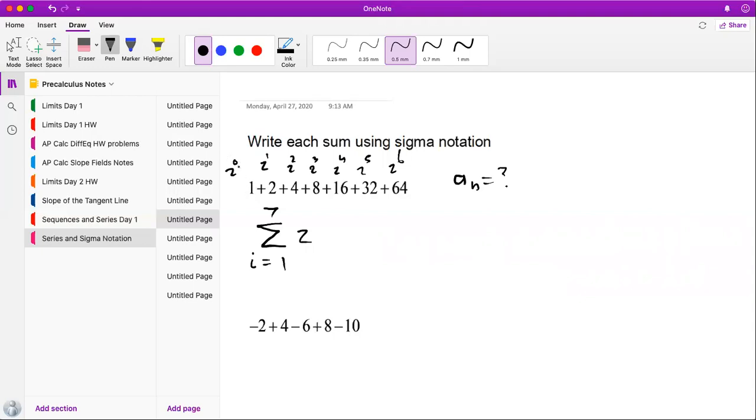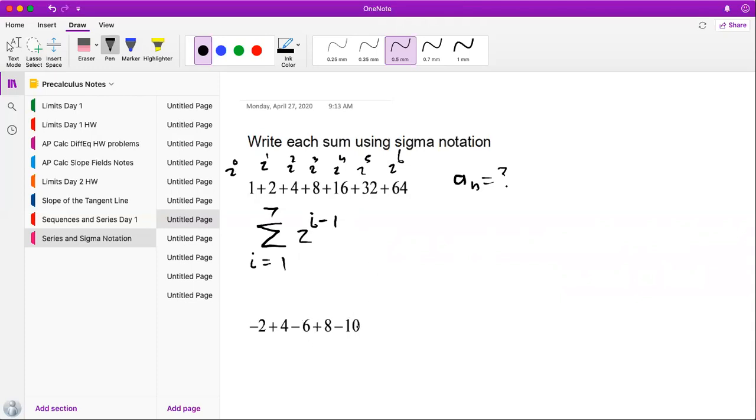So if I want to get a 0 as my first exponent, I have to do i minus 1. You can think of it like the exponent is 1 less than the index for each term. This is the second term, but the power is 1. This is the third term, but the power is 2. Fourth term, but the power is 3. So I always want the power to be 1 less than the term I'm on, and that's how I get this.